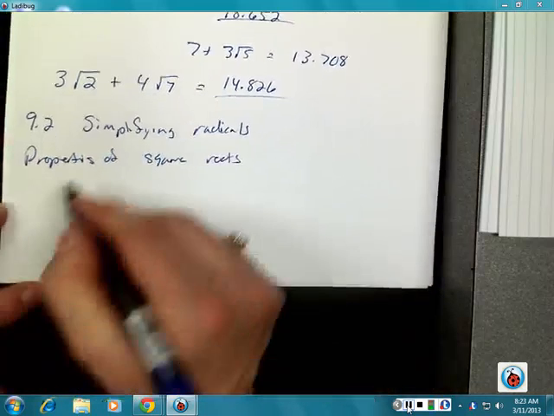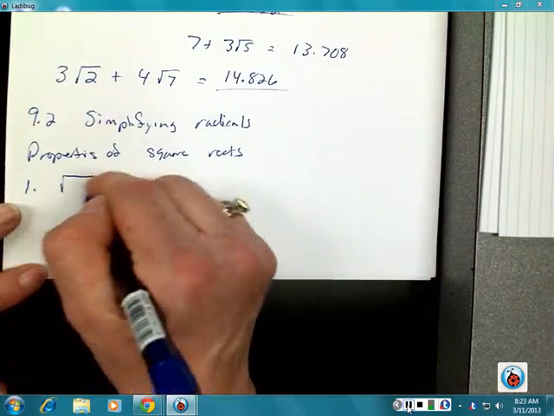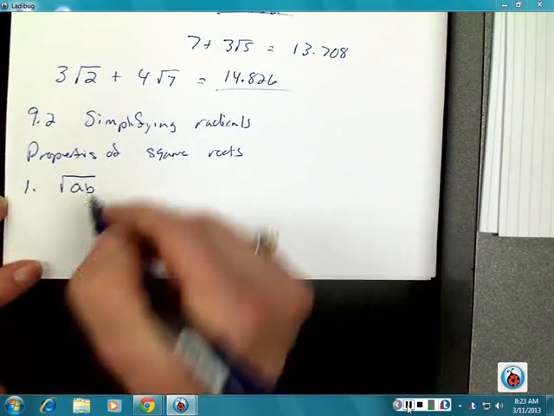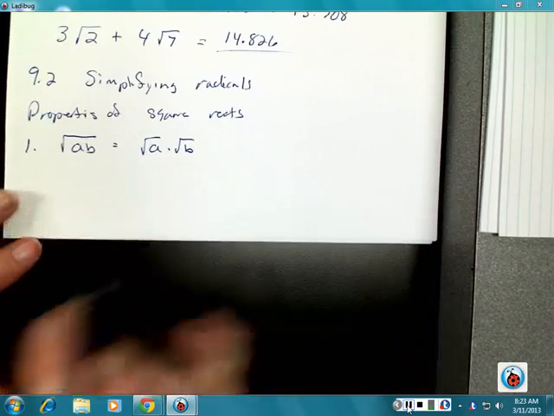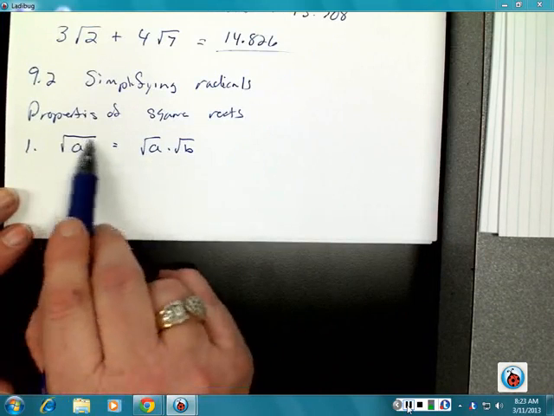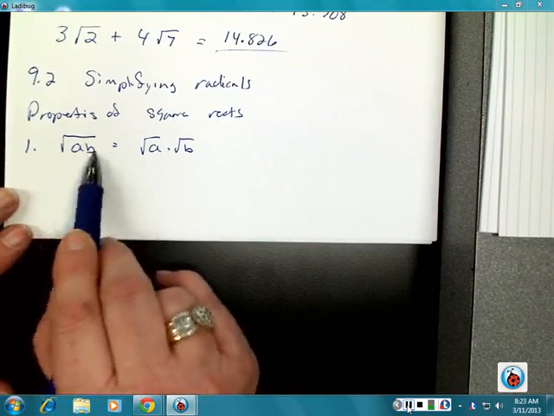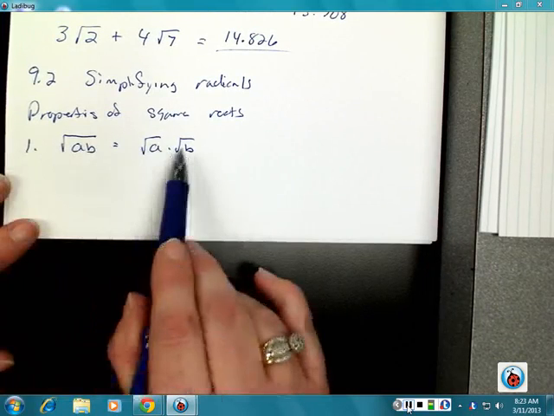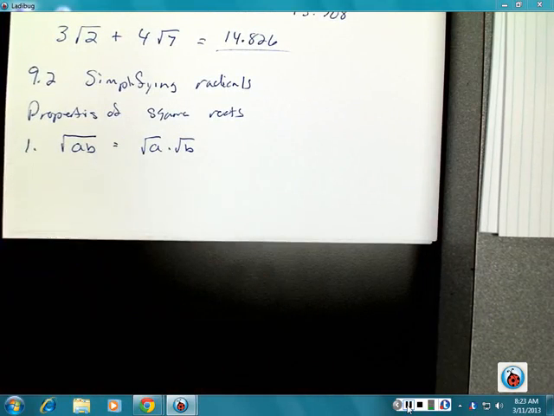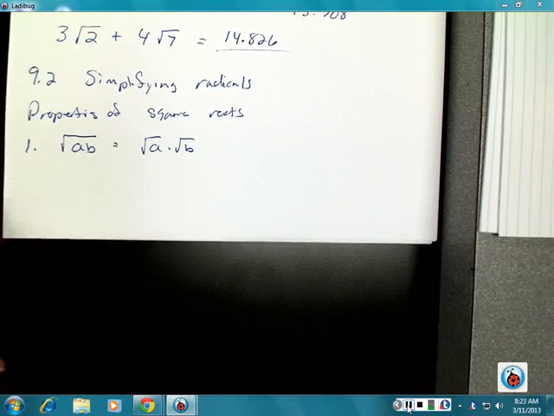And in the properties of square roots, the first property is the square root of a times b is equal to the square root of a times the square root of b. What this means is if I take my radicand and I break my radicand into 2 separate things that multiply to give it to me, I can break those apart and see if one of these happens to be a perfect square. And so as we work with these, we're going to see what we happen to have in there.